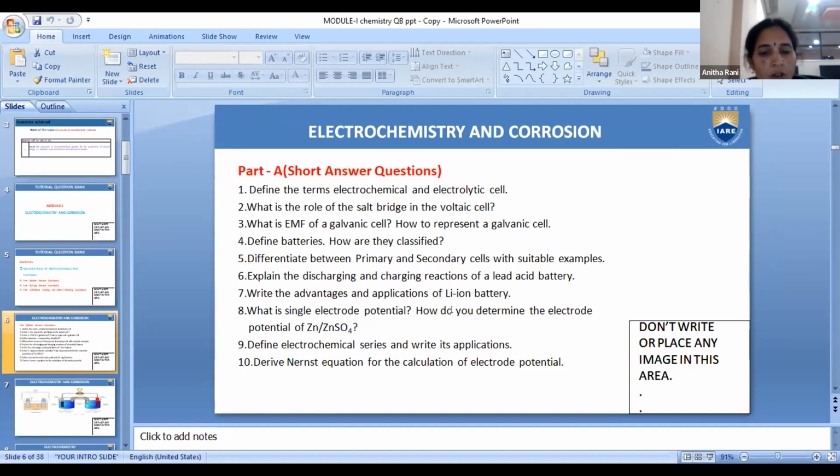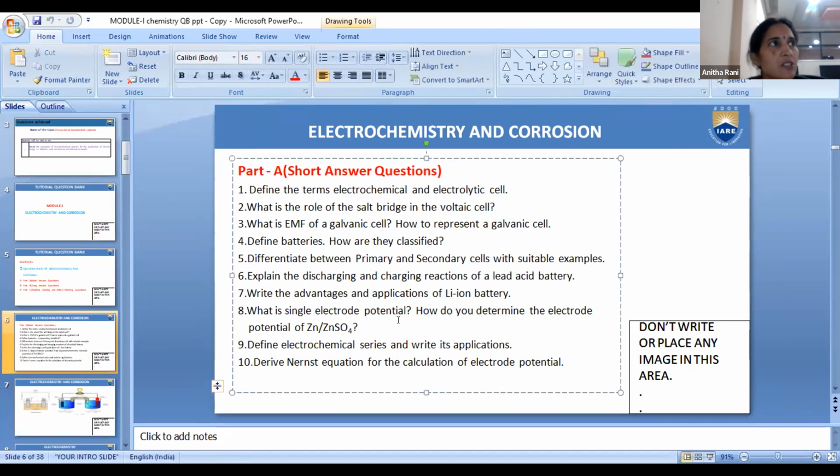So how do you determine the electrode potential of zinc in zinc sulfate? Students, how to find out zinc electrode potential? By connecting to SHE. What is SHE? Standard hydrogen electrode. What is its potential? Zero. Its potential is 0.